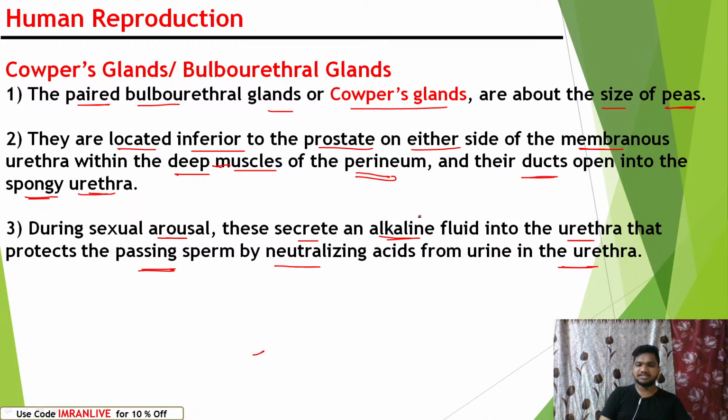The alkaline fluid secreted from the bulbourethral gland will reach the urethra. The urethra also contains some amount of urine, which is acidic in pH. This alkaline fluid will help neutralize the acidic urine. Also, it helps in the survival of sperms for a long time. Hope this is clear for everyone.